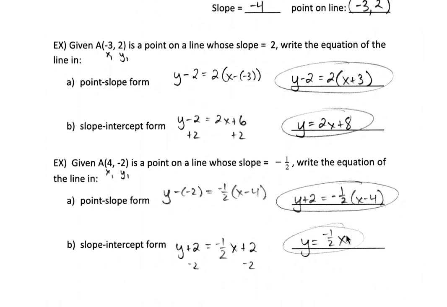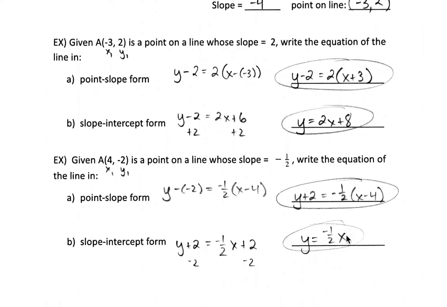One more time, you can try this example. Pause the video. We're going to start with our point slope form, given the point A is at 4, negative 2, and knowing the slope of this line is negative 1/2. Let's write y minus our y value, so y minus negative 2 equals our slope, negative 1/2, and then times the quantity x minus whatever the x value is, so x minus 4.